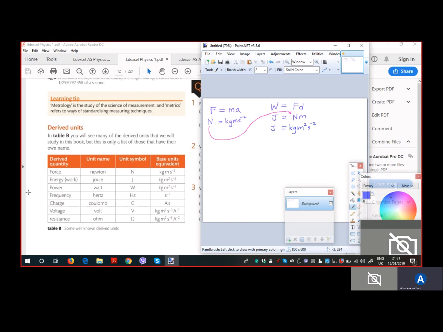Okay, now again, the third one, power. I think you can do this. If you have that Hodder book, it is actually showing all this working. Okay, so anyway, we'll write it now.